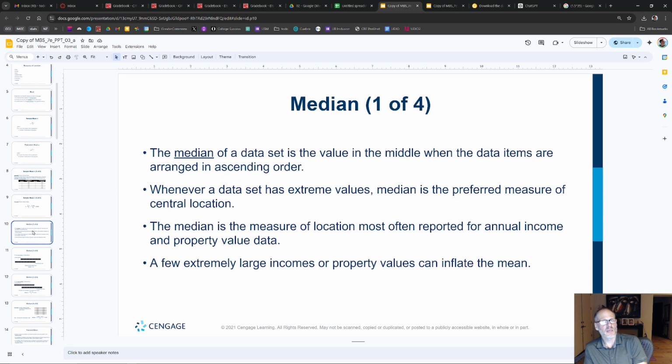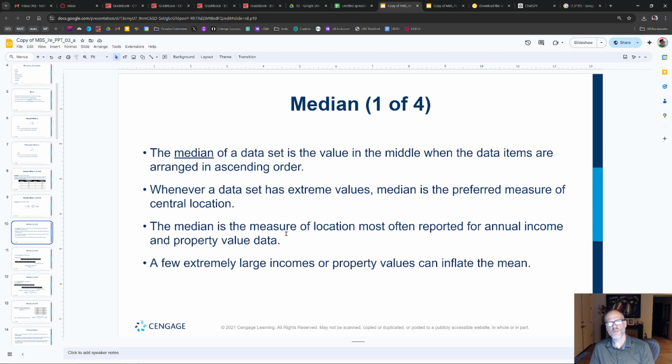And then we could calculate the median. The median of a data set is the value in the middle when the data items are arranged in ascending order. Whenever a data set has extreme values, the median is the preferred measure of central location. The reason you want the median over the mean is because the mean can be swayed by outliers. We saw that when I changed that one figure to 200, whereas the median is always going to be the same. It's the middle piece of data, right? Even if there's one or two pieces of data way out there that are outliers, the median shows us this is the middle piece of data.